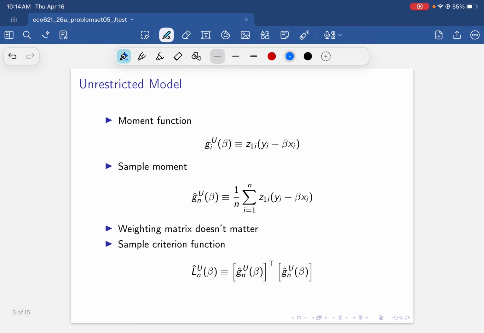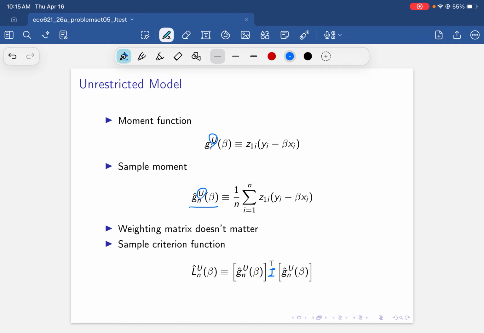Okay, let's first think about the unrestricted model. Just notations: the moment function is like this. Later you must be familiar with this notation and manipulation. The sample moment will be denoted this way, where U stands for unrestricted model. In this case, the weighting matrix does not matter because it is one instrument to one endogenous variable. No matter what weighting matrix you use, the result does not change, so I will just use the identity matrix as a weighting matrix.